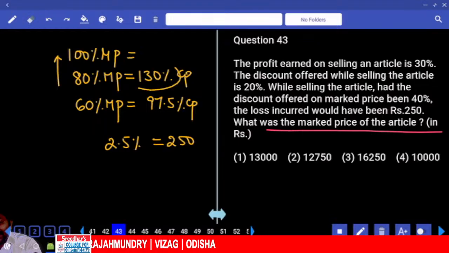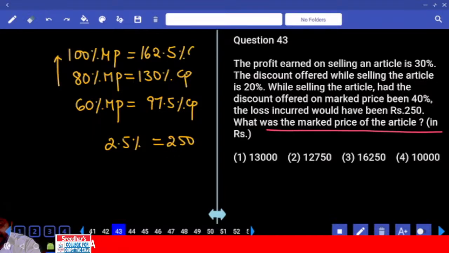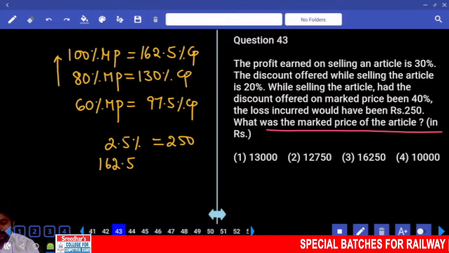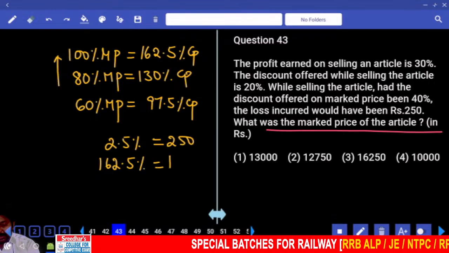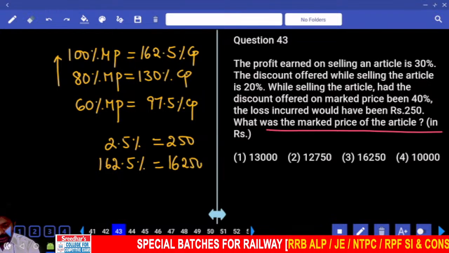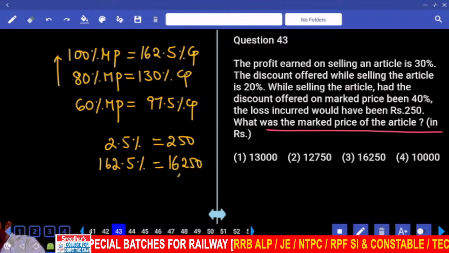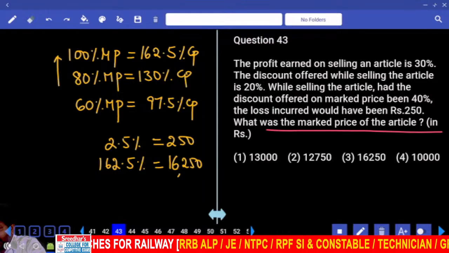So if you add 32.5 to this number, it becomes 162.5% of the cost price. Now the question is 162.5% is equal to how much? Into 100? Into 100. 16,250. You got it?